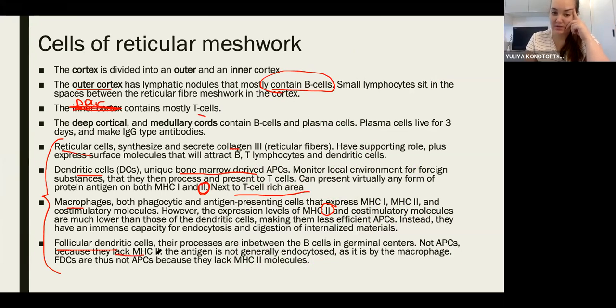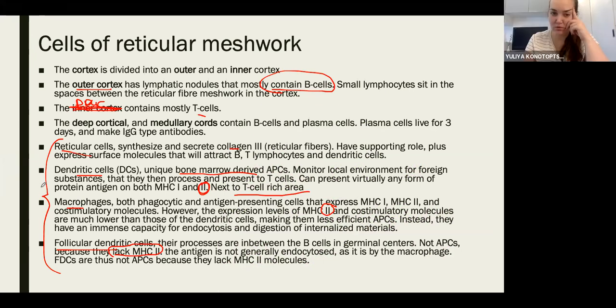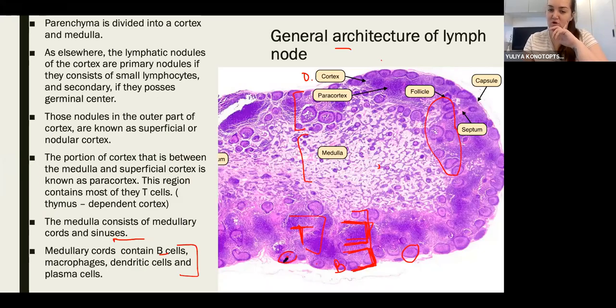It lacks MHC2. So could it be considered a professional APC? Absolutely not. Okay, so the other relative, the dendritic cell, is definitely an APC. Follicular dendritic cell is not going to be an APC. But it is located in the germinal center of a lymphatic follicle. Then what is its job? You can think about follicular dendritic cell without going into details, because in immunology next year, you will learn all the details, everything you need to know, just generally, right?